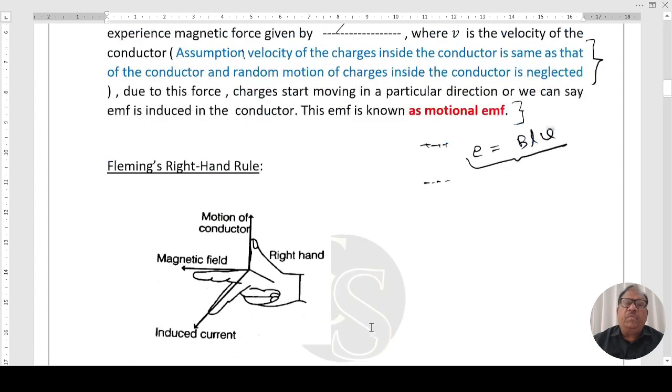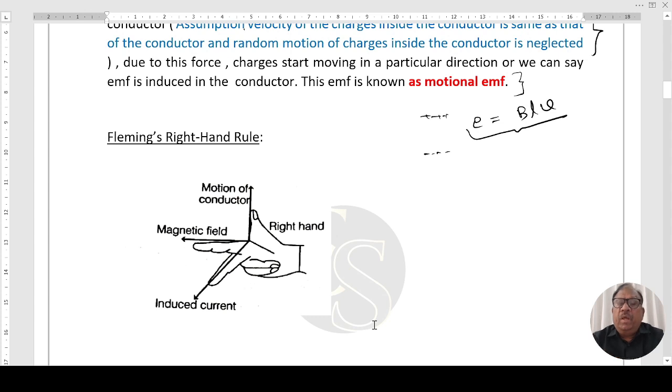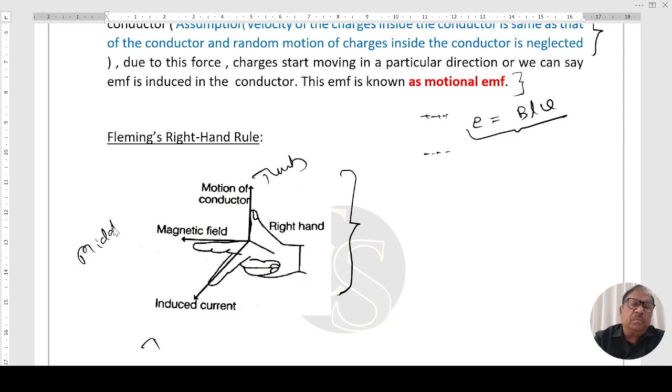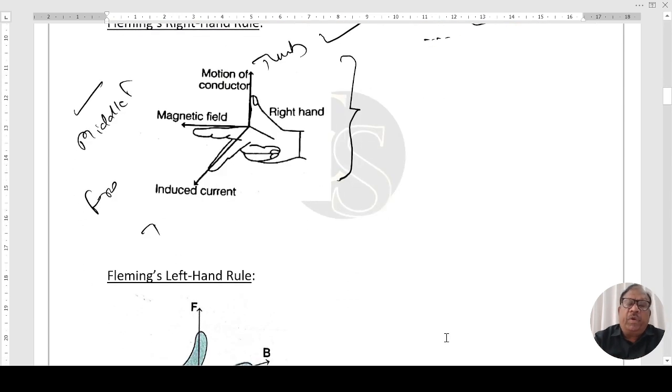The direction of current is given by Fleming's right hand rule. What is the right hand rule? If we stretch the right hand in such a way that this is the thumb, this is the middle finger, this is the forefinger, and the thumb represents the motion of the conductor and the middle finger represents the direction of the magnetic field, then the forefinger will be the direction of the induced current. It is applicable generally in the case of generators.